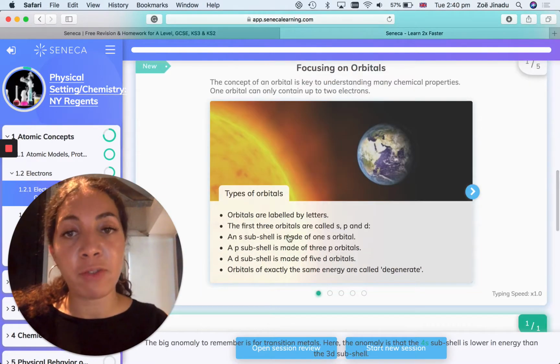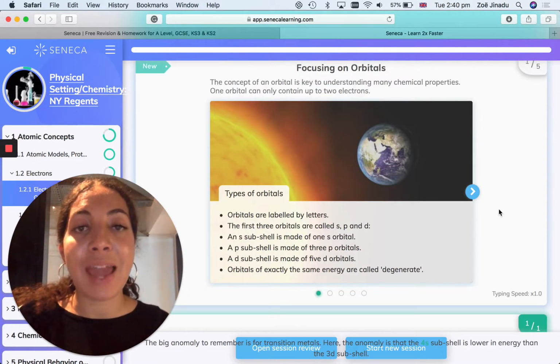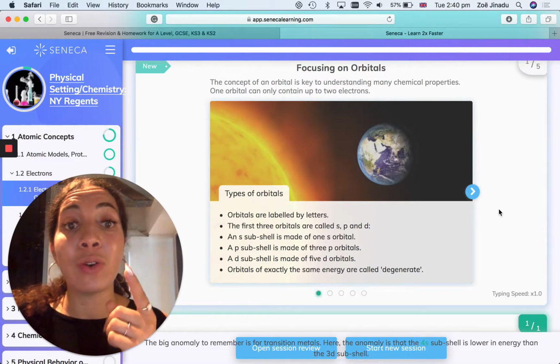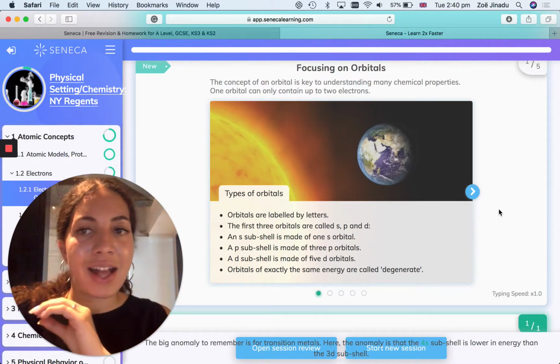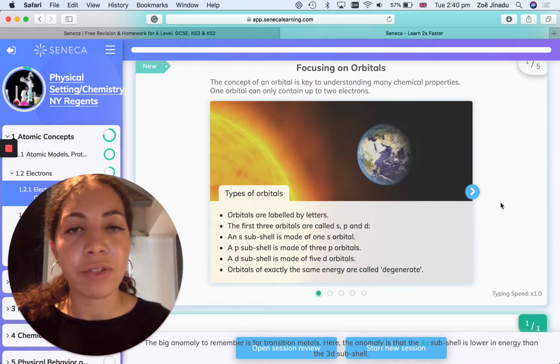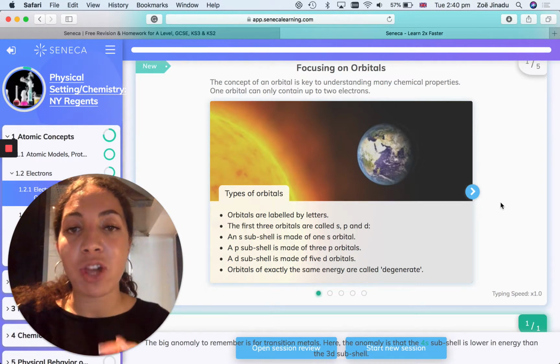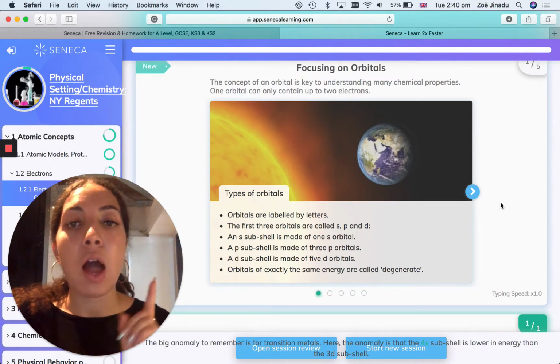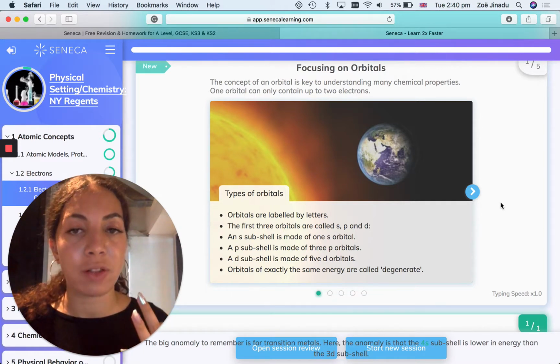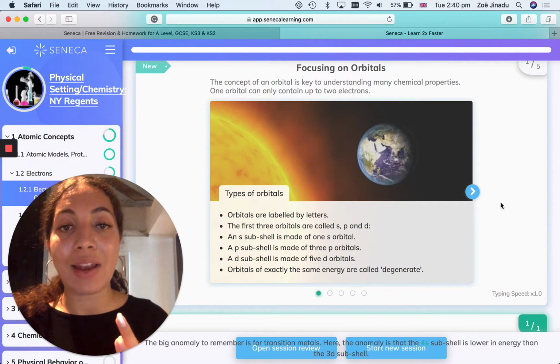So, types of orbitals. Orbitals are labelled by letters. The first 3 orbitals are called S, P, and D. Speedy. No, that's not a thing. Okay, an S subshell is made of 1 S orbital, just 1. A P subshell is made of 3 P orbitals. And a D subshell is made of 5 D orbitals.